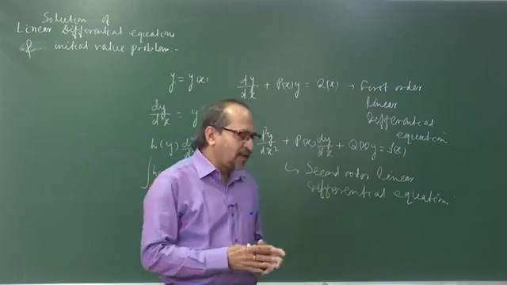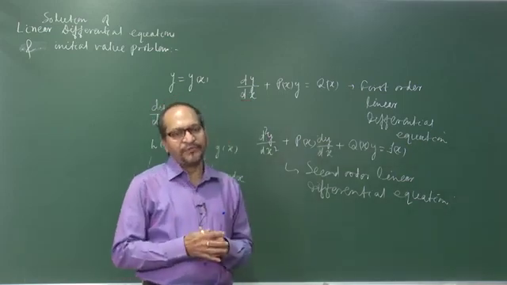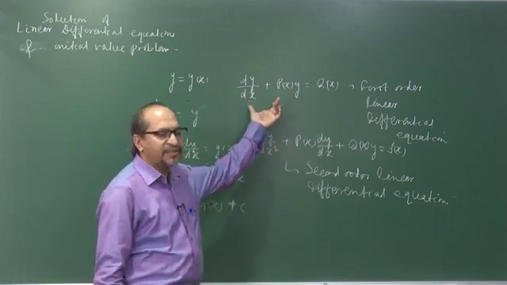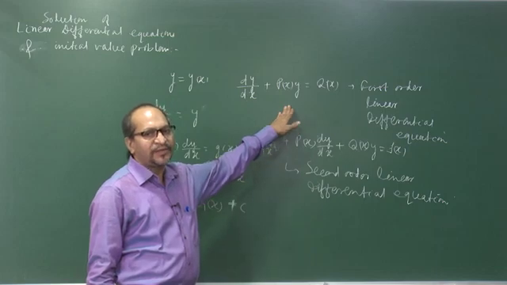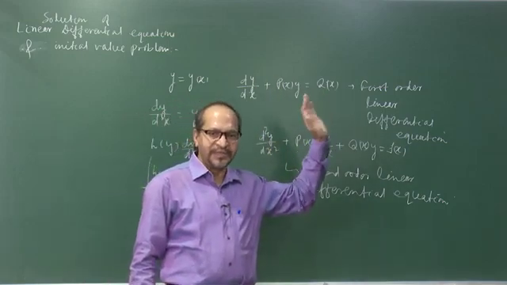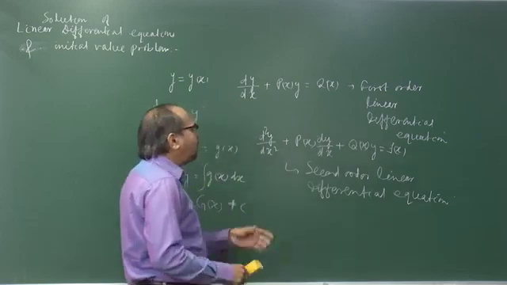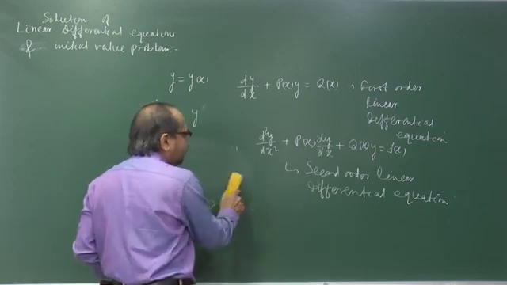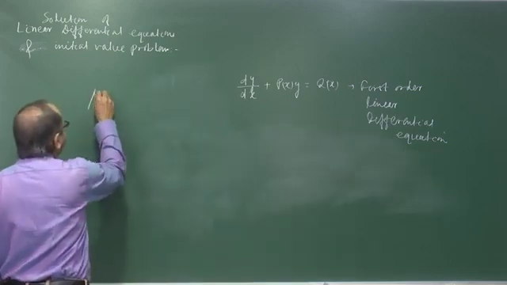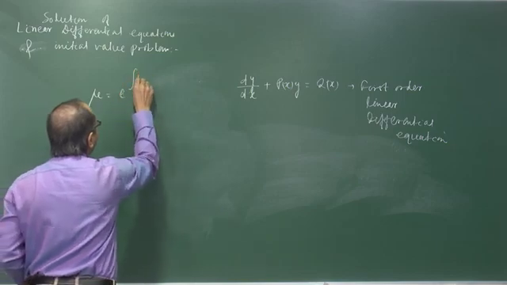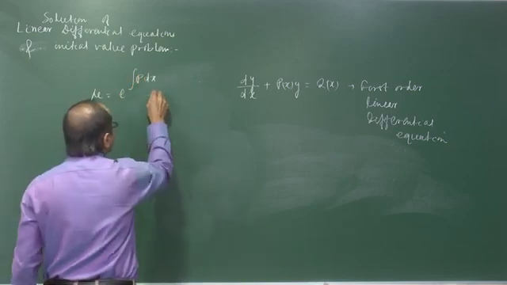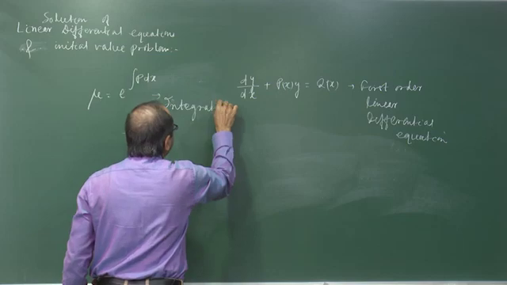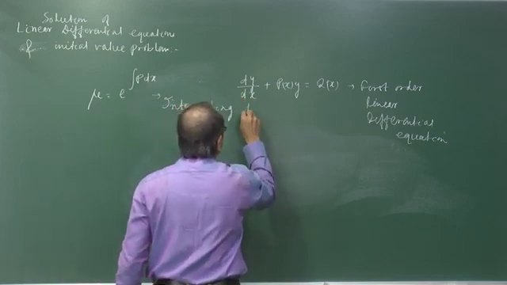Our general form of a first order linear differential equation is this: any first order differential equation that can be written in this form is called a first order linear differential equation. And when we put the equation in this form, the integrating factor, as I discussed in the last class, is mu equal to e to the power integration of p dx. This is called the integrating factor. This we have discussed in the last class.